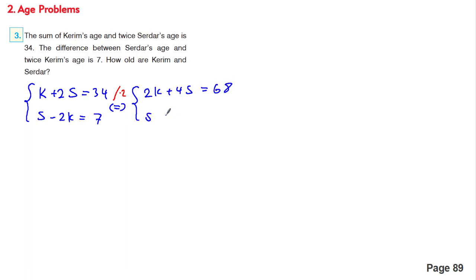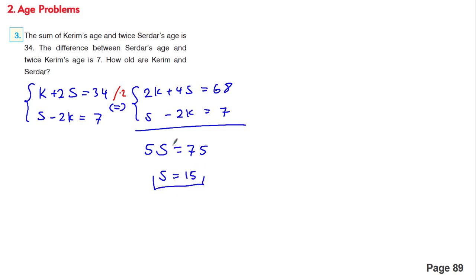So s minus 2k is 7. Now if you add them up, you can clearly see we have two opposite coefficients here, and this will cancel out. So we have 5s, because 4s and 1s is 5s, is 75. After dividing by 5, you get that s is 15. So Serdar's age was 15.